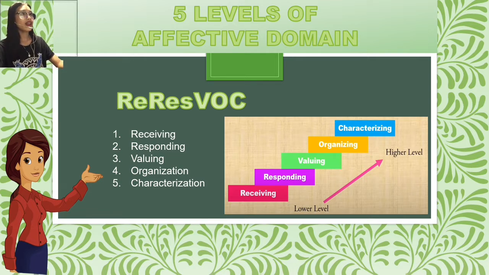So we have a mnemonic here which we can use to easily remember the five levels of the affective domain. Re, res, vo, c. Re stands for receiving, res stands for responding, vo stands for valuing, and c stands for organization and characterization.